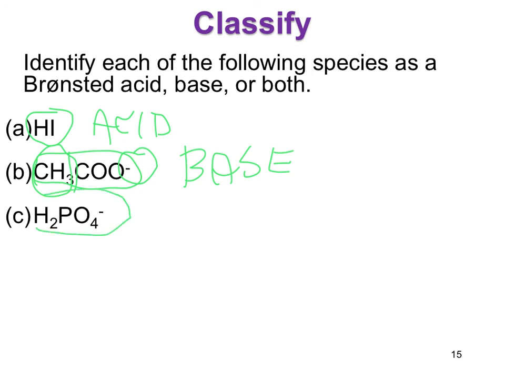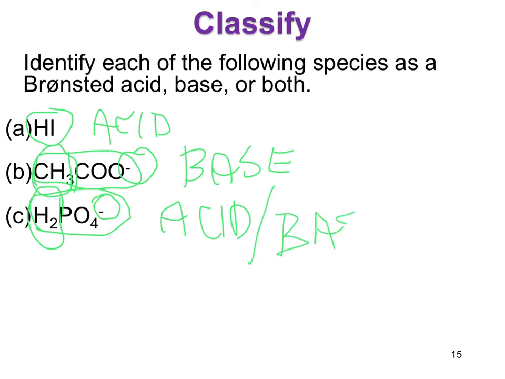Dihydrogen phosphate has two ionizable protons. Hence, dihydrogen phosphate is a Bronsted acid. Since dihydrogen phosphate is also an anion, it can accept a proton to become phosphoric acid. Thus, dihydrogen phosphate is also a Bronsted base.